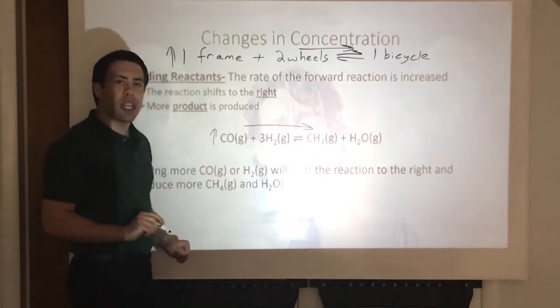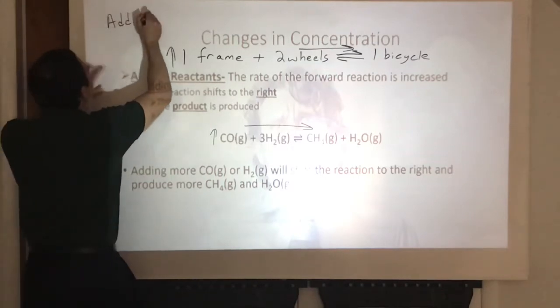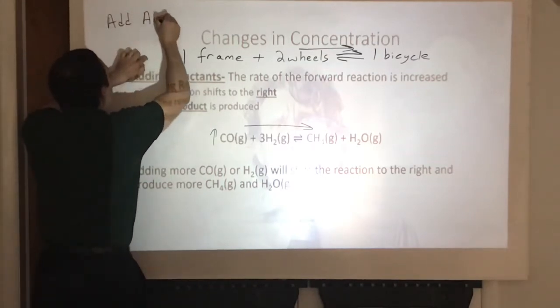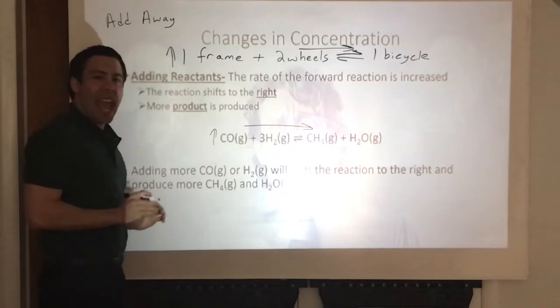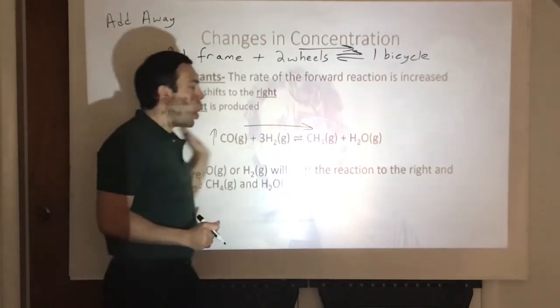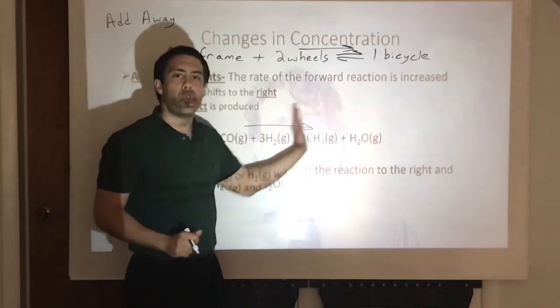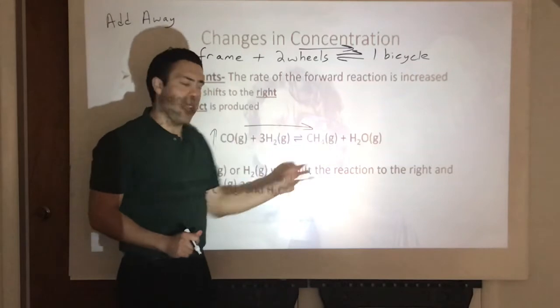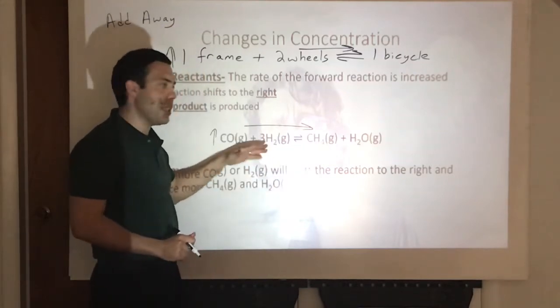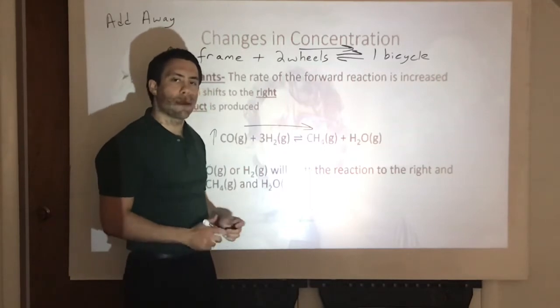I want you to write something down. Add, away. If we add more of a reactant, we are going to shift away. The reactants are on the left, so we're going to shift to the right, to the product side, to decrease the amount of reactants, and that'll result in an increase in the amount of products.